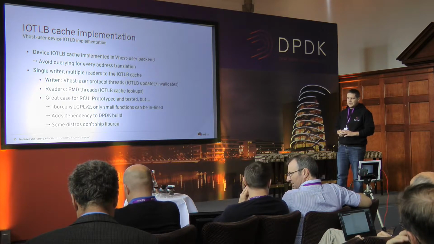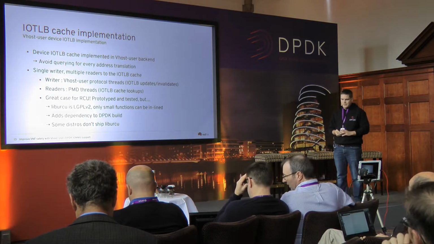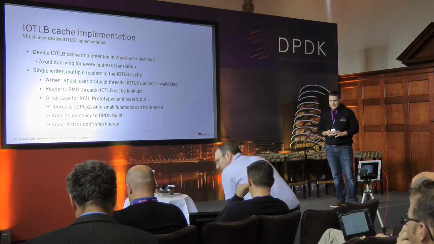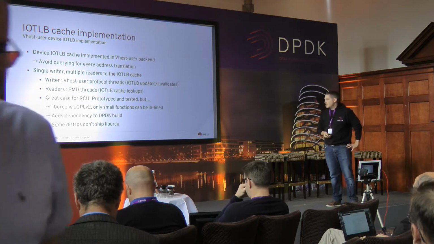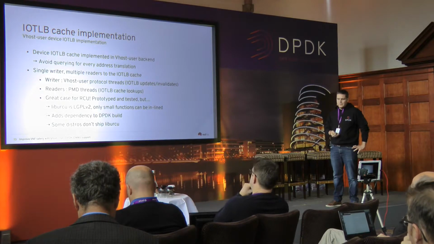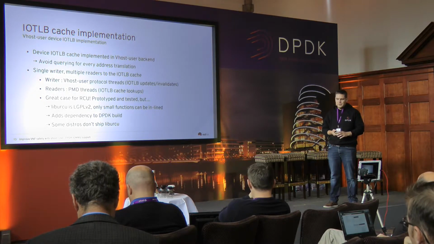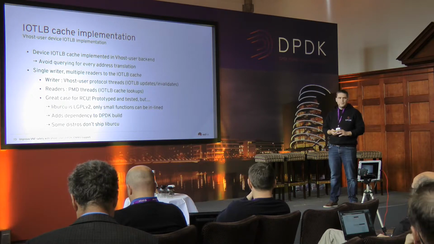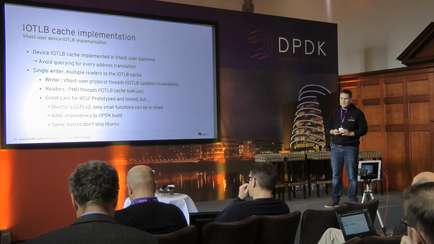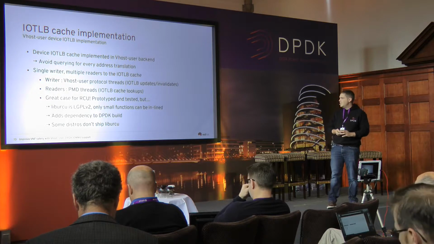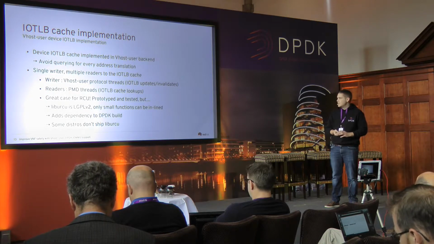So we have a single writer to the cache, which is the Vhost-user protocol thread, and we have multiple readers, which are all the PMD threads that need to do the address translations. We could think that it's a great case for RCU. So I have tried with it. It works. But the problem is that the user space library for RCU is LGPLv2, so only small functions can be inlined into the code. So it could introduce an overhead. Also, it has some dependencies to the DPDK build, and that's a problem because some distributions do not ship with this library by default.